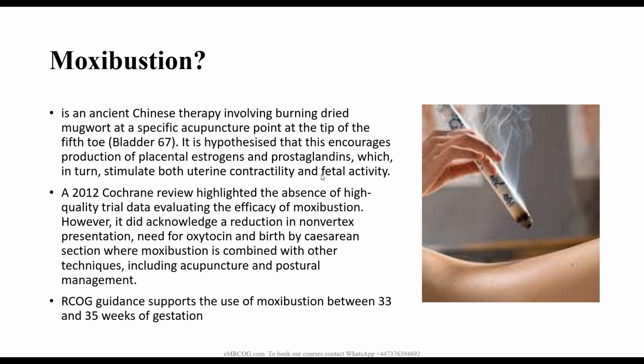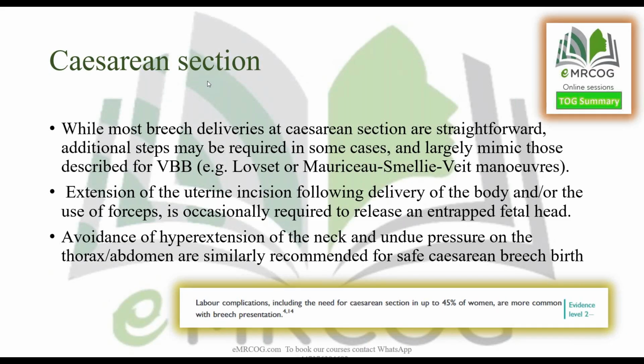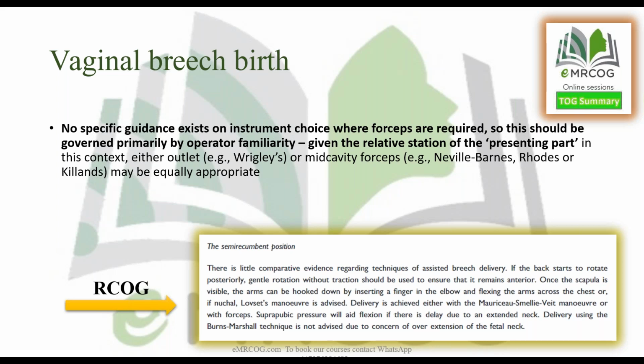The RCOG guidance supports its use between 33 and 35 weeks of gestation to reduce breech. Cesarean section is the second option for a woman who has a breech baby. Simply, cesarean section combines risk to the woman more than to the baby. It is considered safer for the baby with breech presentation, but it's higher risk to the mother and can affect her future. So we don't comment much in this article about the cesarean section.